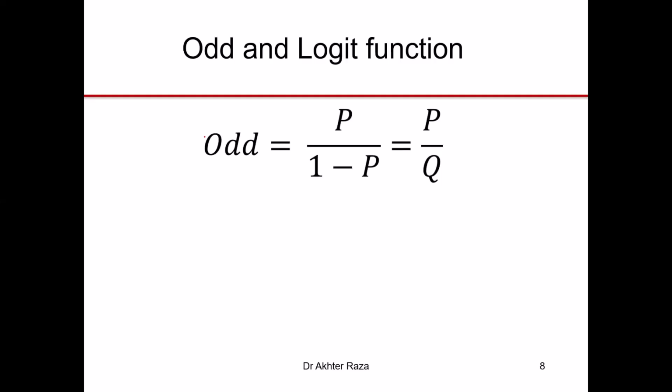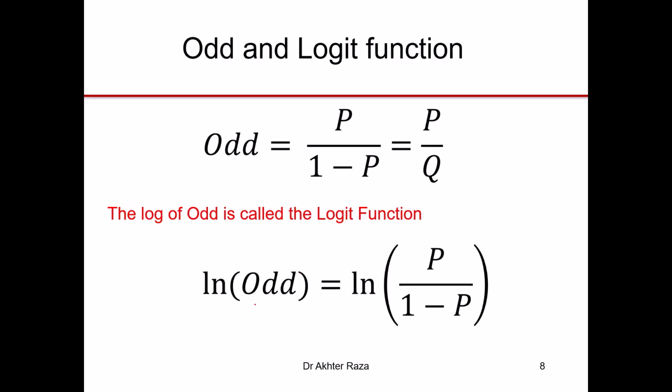So if you are computing the odd, the logistic function can be written as ln odd is equal to ln p upon 1 minus p, taking the log both sides. When you take the log both sides, then this form of the function is called Logit function. The Logit function is this, in which we have the log of the odd. And odd is what? Odd is the probability of success divided by the probability of failure. This is called the odd of the function.